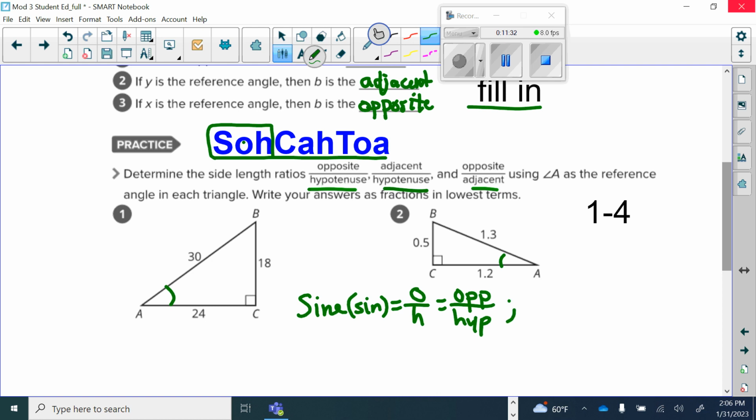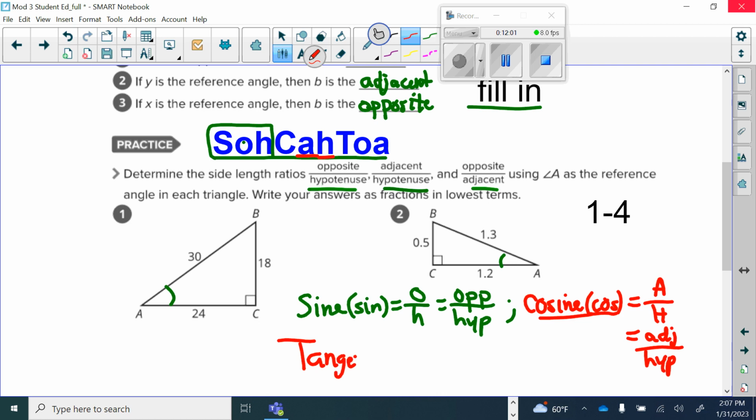Cosine, if it asks for cosine, is spelled like this. And on your calculator, the first three letters, COS, equals, as it says here, adjacent over hypotenuse. So go a single letter, adjacent over hypotenuse. That's the cosine. And lastly, we have tangent, and of course, the first three letters, which are on your calculator, tan. The tangent is opposite over adjacent.